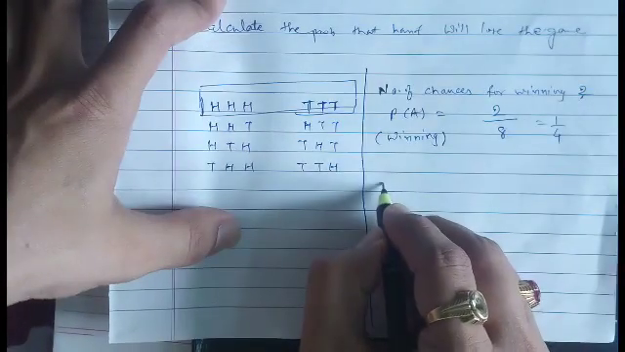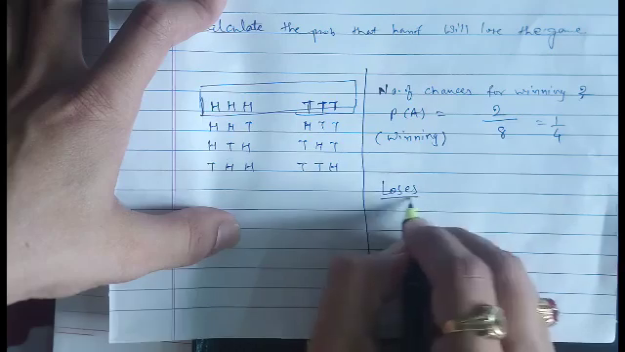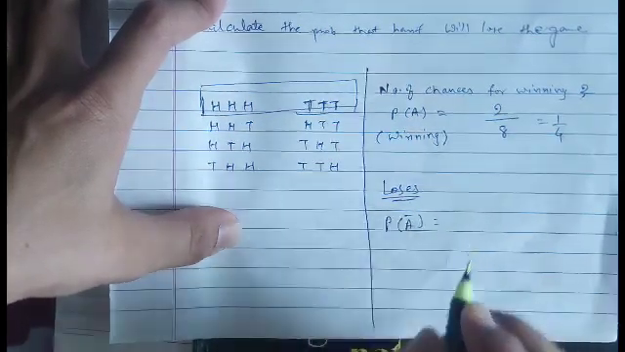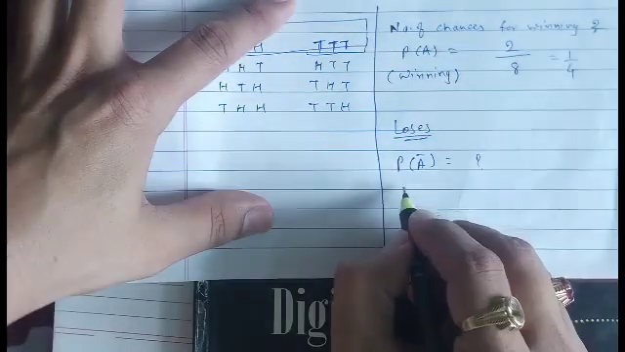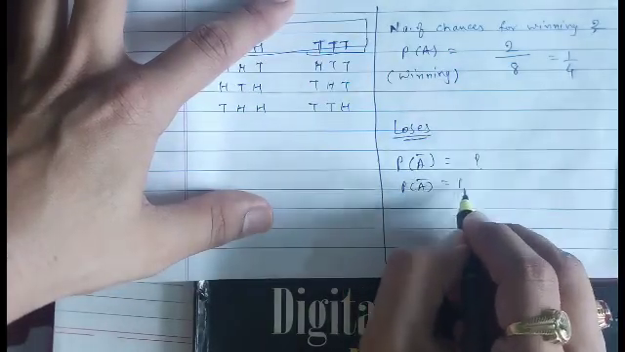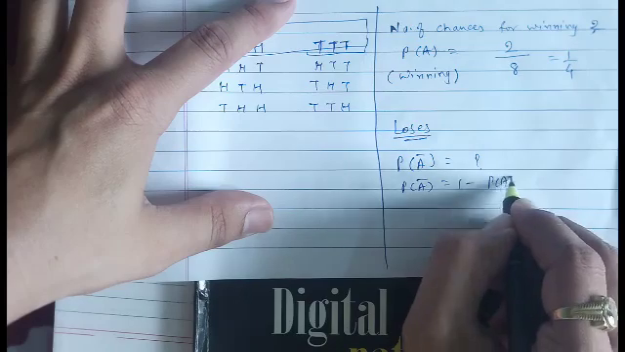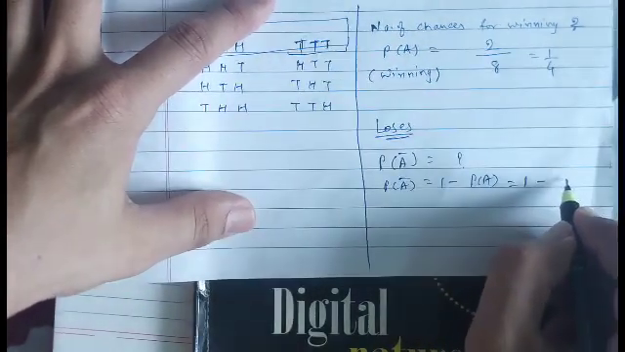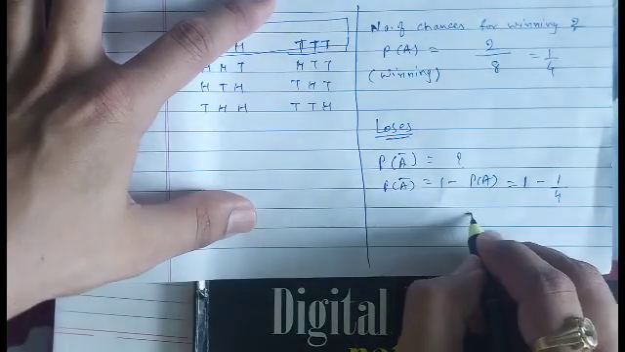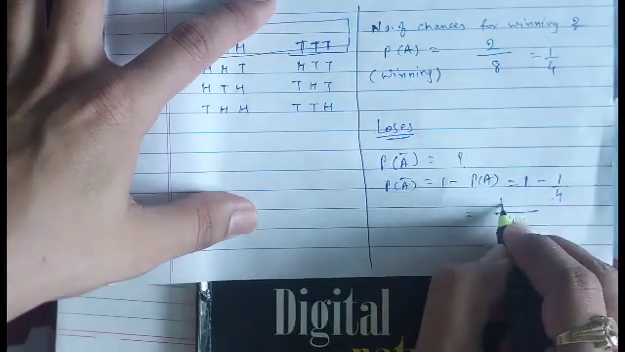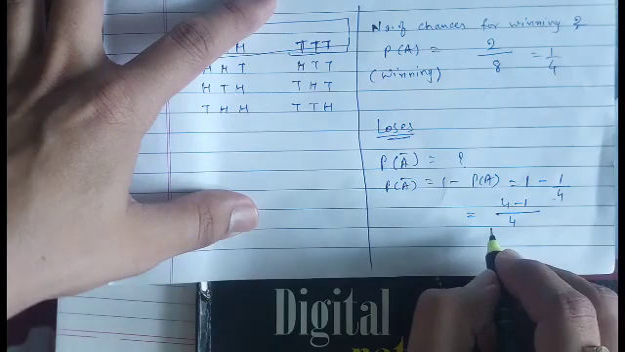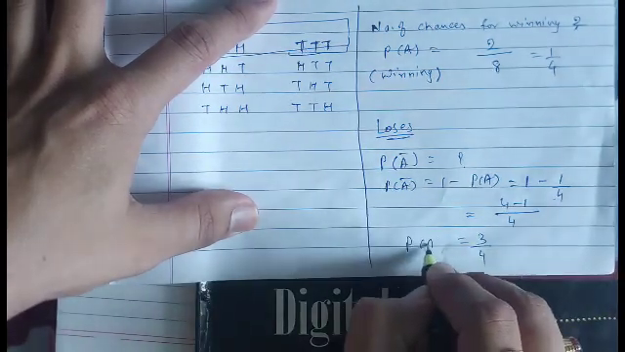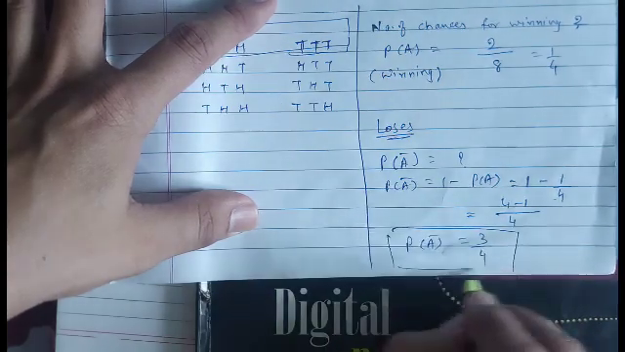But we want the probability that Hanif loses the game. So we can call it P of not A. We get P of not A equals 1 minus P of A. P of A was 1 by 4. So 1 minus 1 by 4, 4 into 1, 4 minus 1, that will be 3 by 4. Therefore the probability that Hanif loses the game is 3 by 4.